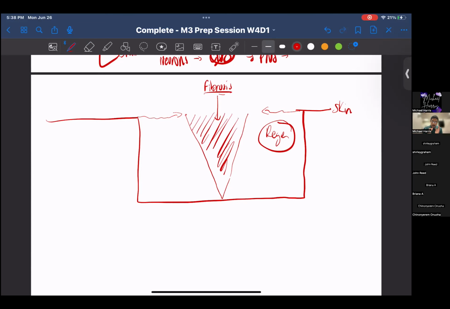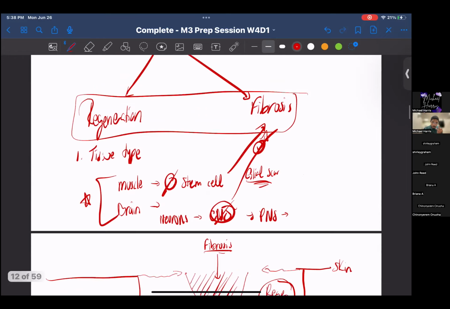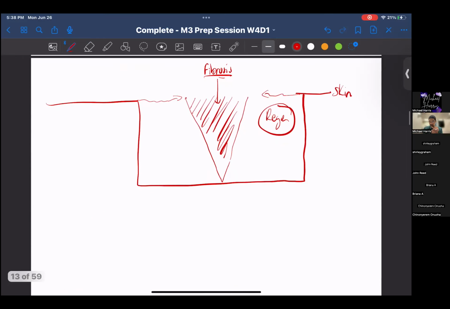Okay, so those are the two factors. One, tissue type. Two, how big the damage to the tissue is. If the tissue is really damaged, more likely you're going to get more fibrosis. Good. Any questions on those two before we move on?